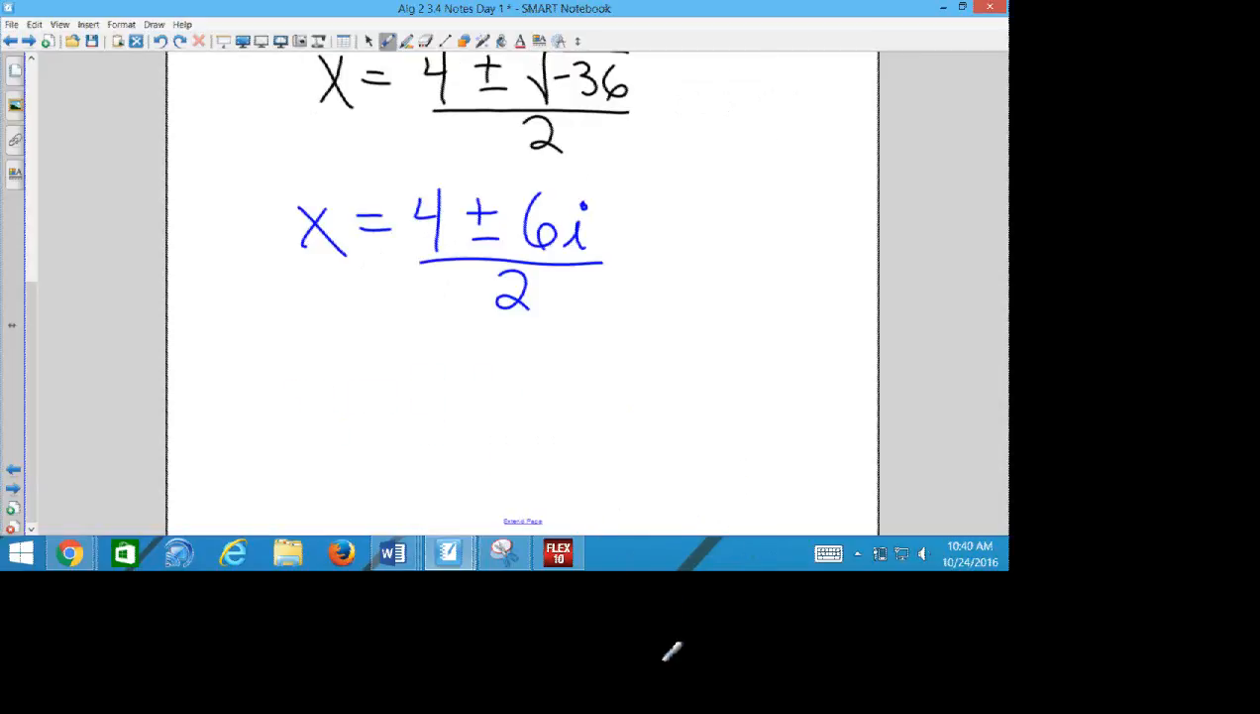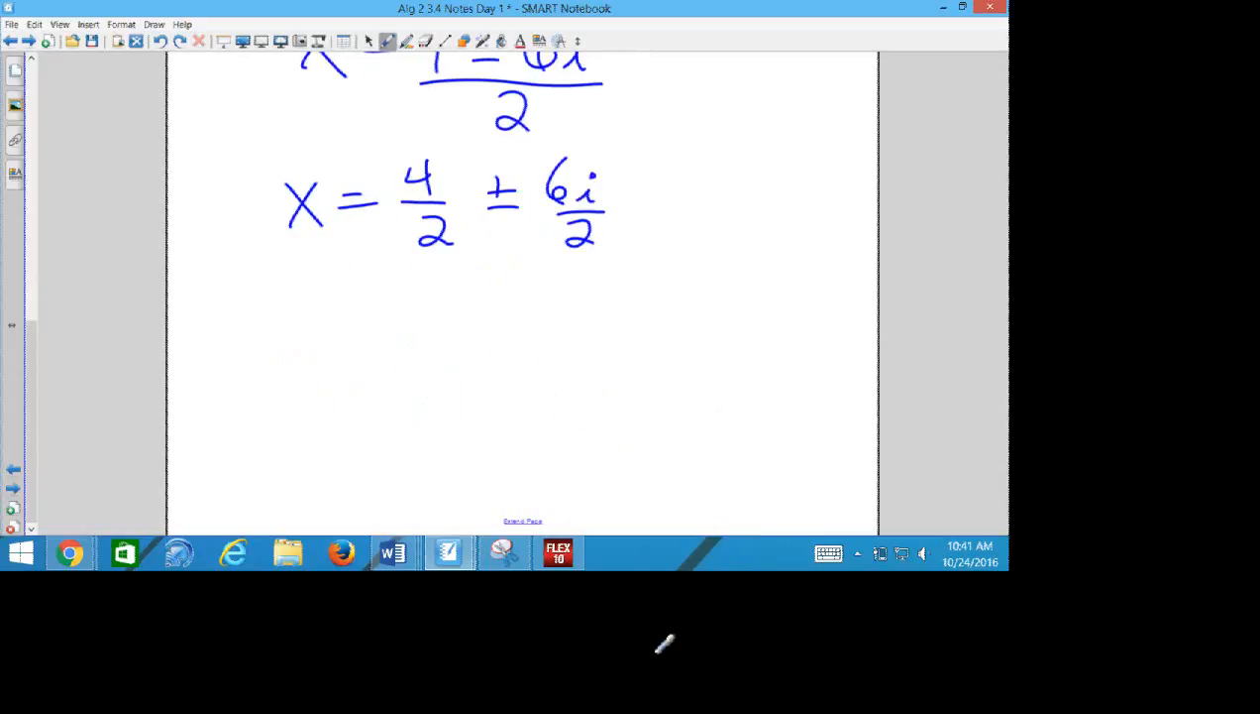Would this be one where you think I should divide both terms by 2, or should I just leave it the way it is? Leave it. 2 plus or minus 6i over 2. Does 2 divide into both terms? Yeah, so I'm going to do that. I'm going to get x equals 4 over 2 plus or minus 6i over 2. And then I'm going to reduce it. 2 plus or minus 3i.